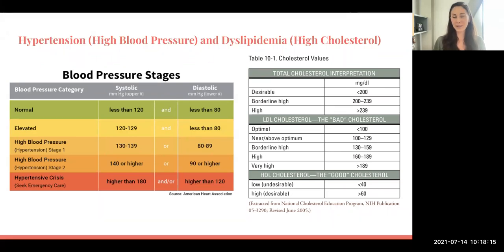So you won't necessarily memorize all of these. This is just kind of some information for you to know about blood pressure and cholesterol levels.